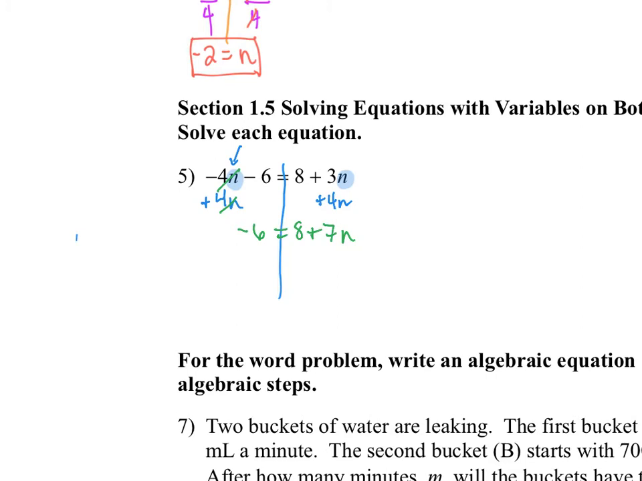Now that we've got everything together, we can go ahead and subtract the 8 from both sides because that's being added to the variable term. I've got negative 14 equals 7n, and my final step is to divide by that 7. So you see I've got negative 2 equals n.